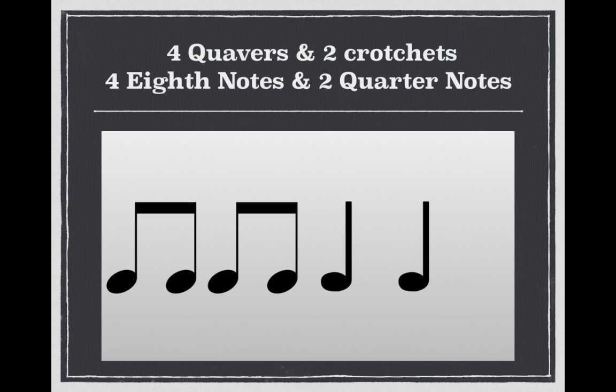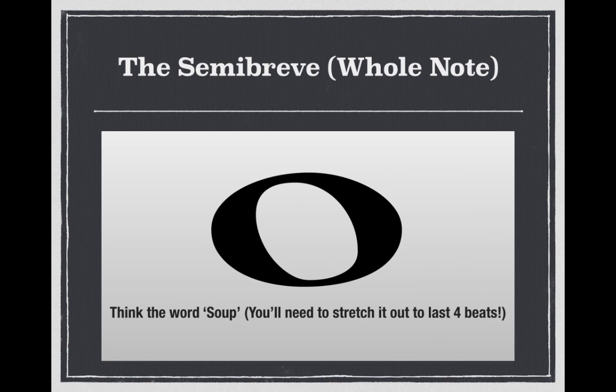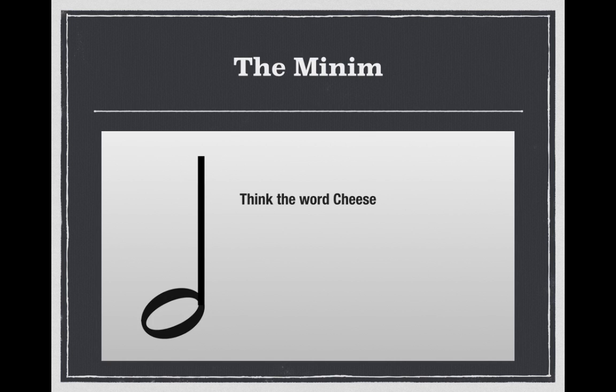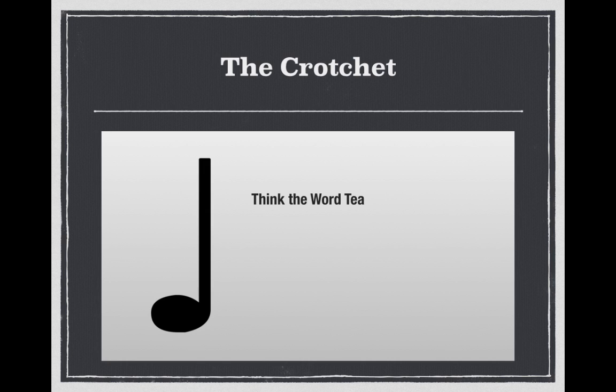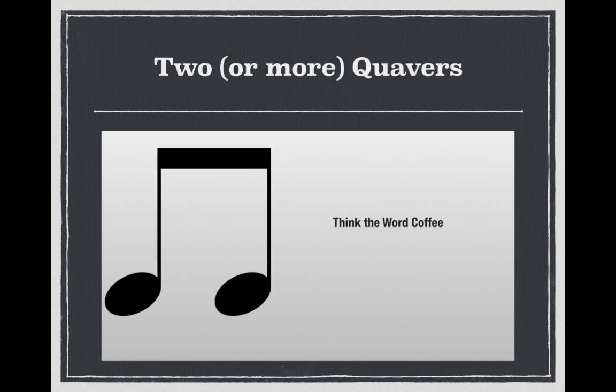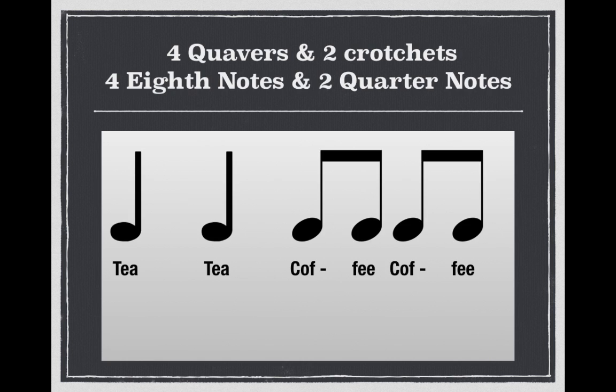To actually make this easier to do, you might choose to add words to different note values. For example, when you have a semibreve or a whole note, you could think of the word soup. A minim or half note, you could think of the word cheese. A crotchet or a quarter note, you would probably think of as the word tea. And then two quavers next to each other, or two eighth notes next to each other, you could think of the word coffee. So the rhythm of two crotchets followed by four quavers could be thought of as tea, tea, coffee, coffee. You try that.